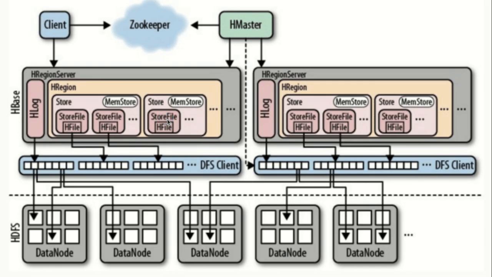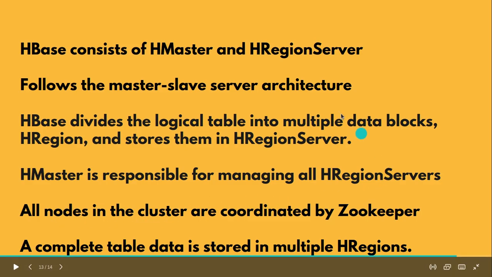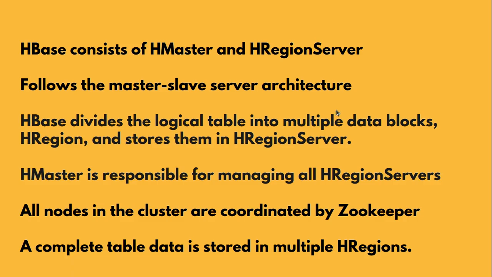So, just to conclude this architecture, I have written some points here. HBase consists of the HMaster and the HRegion server, and it follows a master-slave architecture. HBase divides the logical table into multiple data blocks, HRegions, and stores them in HRegion servers. The HMaster is responsible for managing all the HRegion servers. It's kind of a master, like a name node taking care of all the data nodes if we compare with Hadoop. All the nodes in a cluster are coordinated by Zookeeper, and the complete table data is stored in multiple HRegions. So this is how HBase works.